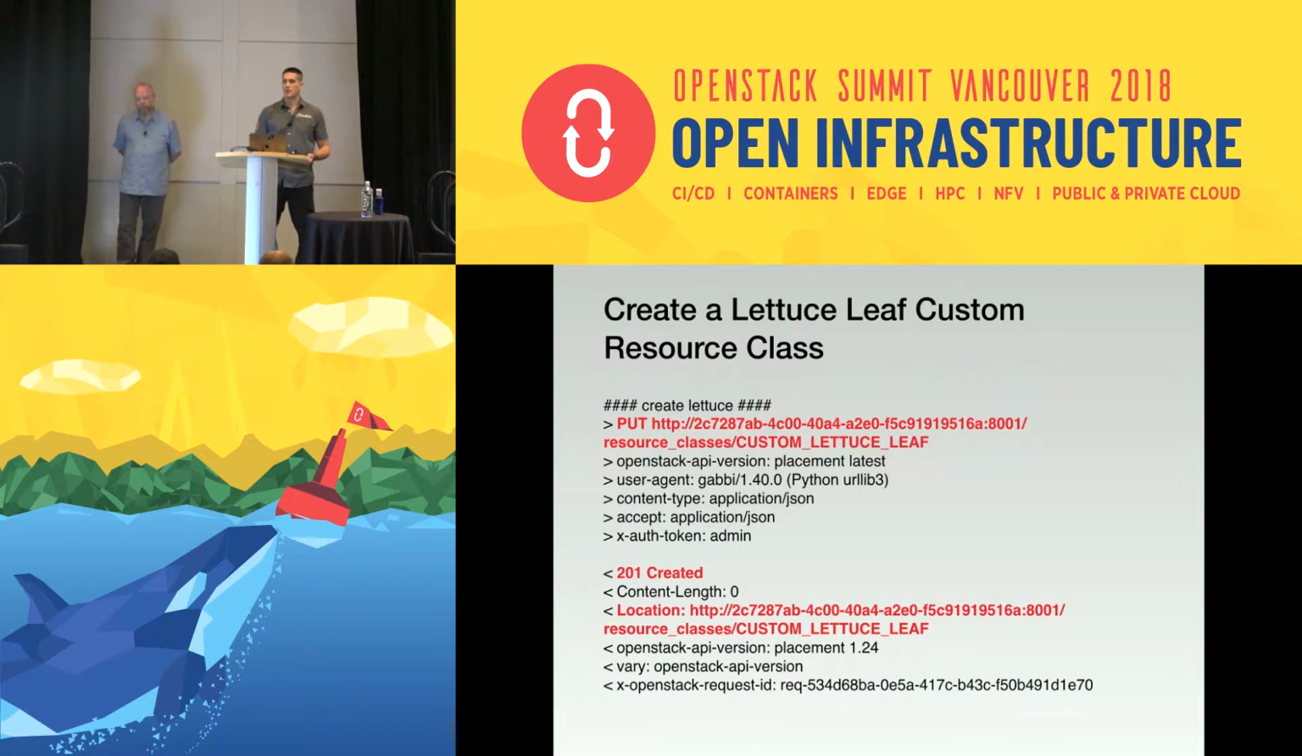So now I'm going to start creating some resources in my fridge. Now, placement comes with some standard resource classes, like vCPUs and memory in megabytes, and so forth. Anything that's not in the standard set, you have to create custom, right? So first thing we're going to create is lettuce. And the way you do this is with a put, right? And we put to this resource class's URI. And I'm going to create this resource class called custom lettuce leaf. You have to say custom if it's not part of the standard set, just to namespace it out, right? And we get this response. It's a 201. It says, you got it.